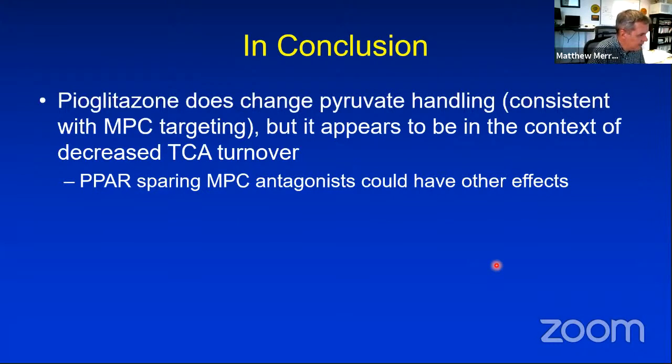But the upshot is that some PPAR sparing MPC antagonists could actually have other effects, because some new drugs that are not targeted at PPAR but only at MPC have shown some similar effects to pioglitazone. But I want to suggest that some of those effects are not primarily related only to the mitochondrial pyruvate carrier, but could be an off-target effect that's not understood as of yet.